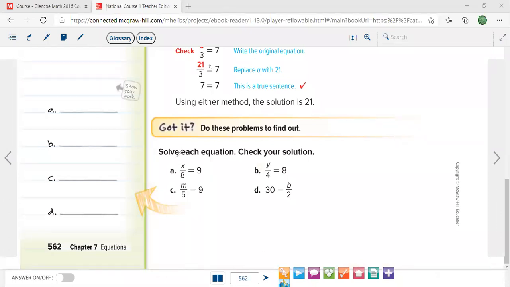Problem A: x over 8 equals 9. Of course you know over means divide. So this 8 will be multiplied by the 9. So in problem A, we are going to say x equals 8 multiplied by 9, which means x equals 72.